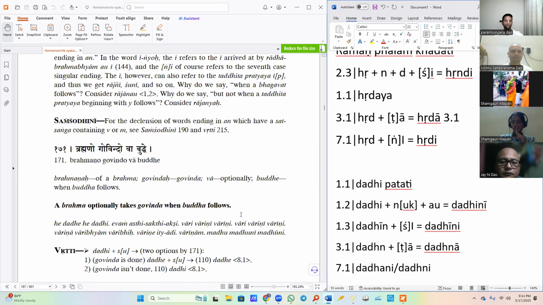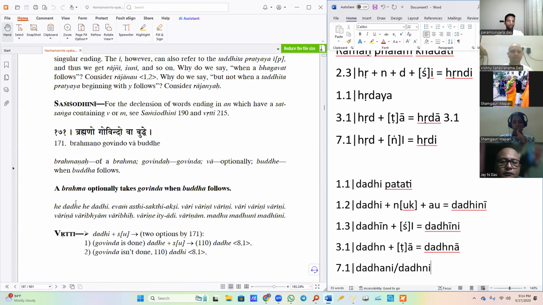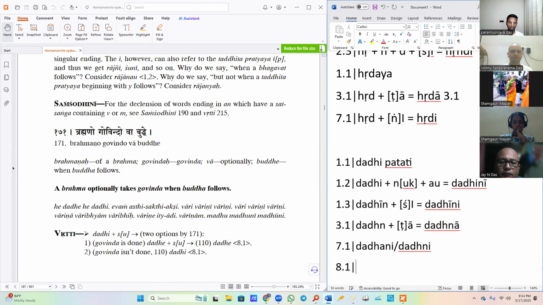Okay. For we have one more sutra. Brahmano Govindo va Buddhi 8.1. Dadhi plus Su. Now the sutra says Brahmano Govindo va Buddhi. Whenever a Buddha is following 8.1 Su, the Brahmalinga Shabda optionally takes Govinda. Optionally. So once it takes Govinda, Idvaisya A, he becomes A, and then we delete Su by A O Vamanebhyo Buddhasya Darshanam. And once it remains Dadhi, and we delete Su. So He Dadhe or He Dadhi.